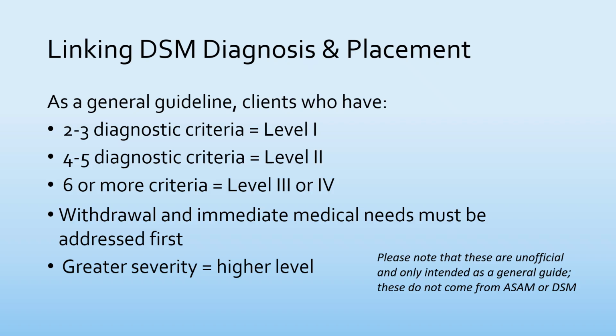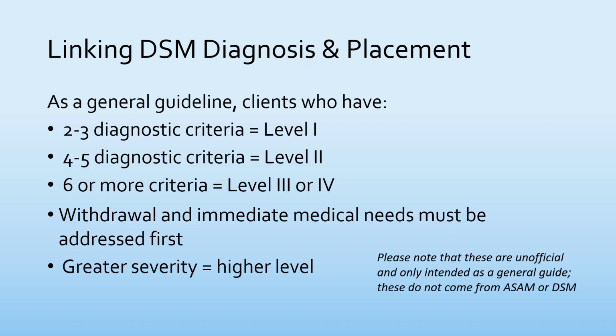So there are 3 different levels of severity in the DSM. There's substance use disorder, mild, moderate, and severe. So if you were to look at 2 or 3 diagnostic criteria, which would be in that mild category, there would be a general inclination that maybe level 1 would be appropriate, possibly level 2, but it would lean toward a less severe level of care if there wasn't an immediate concern about withdrawal or medical issue that needed to be addressed right away. If you had somebody in that moderate category, which means 4 or 5 diagnostic criteria, that would suggest to me more of a level 2, somewhere in between, like intensive outpatient or high intensity outpatient.